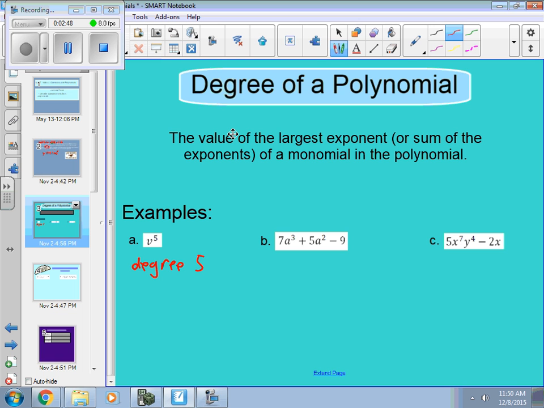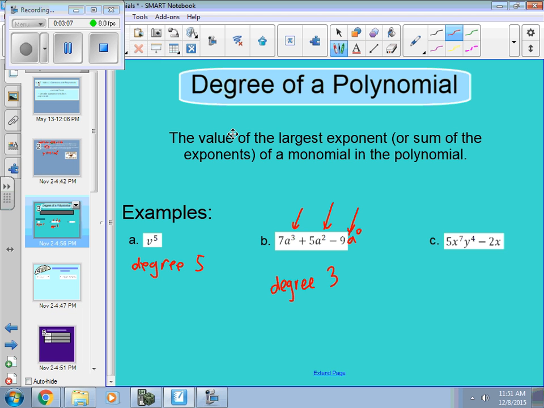Okay, in our second one, again, we're just looking at exponents here. We have 3, 2, and this one doesn't have any, which means this is like 8 to the 0 power. So our biggest number out of 3, 2, and 0 would be 3. So we would say that this one is degree 3.